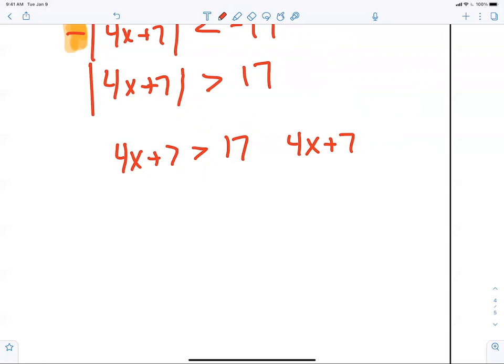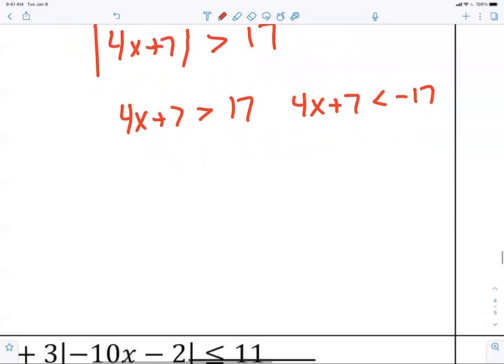Greater than, so negative 17. Less than that. There you go. It's all right. You're getting there. You with me? You have to write 2 equations, greater than and less than. You good? All right. Now what?